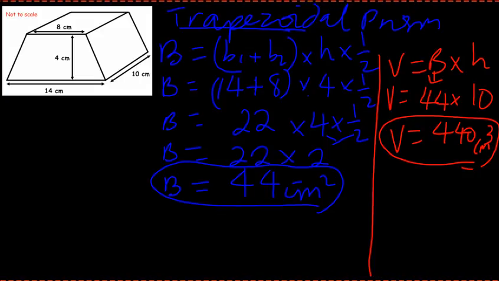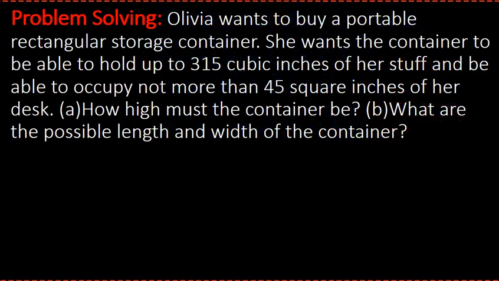So, okay, here is a word problem. Olivia wants to buy a portable rectangular storage container. She wants the container to be able to hold up to 315 cubic units. Okay, I would underline that. Cubic units remind us of volume. So the volume must be 315 cubic inches.